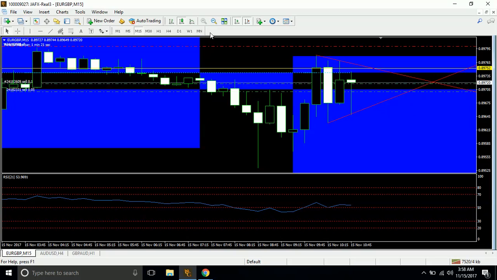All right, we've got 2 minutes before this 15-minute candle closes. And that binary trade that we're going to take is going to be for 30 minutes, down on the Euro Pound.